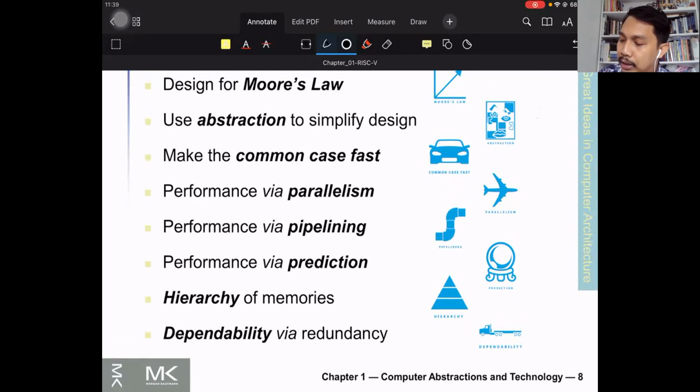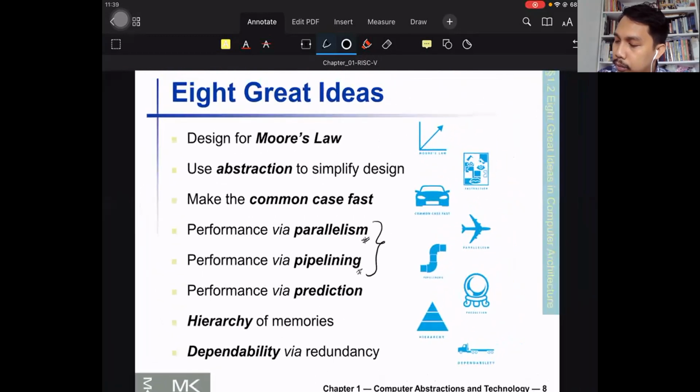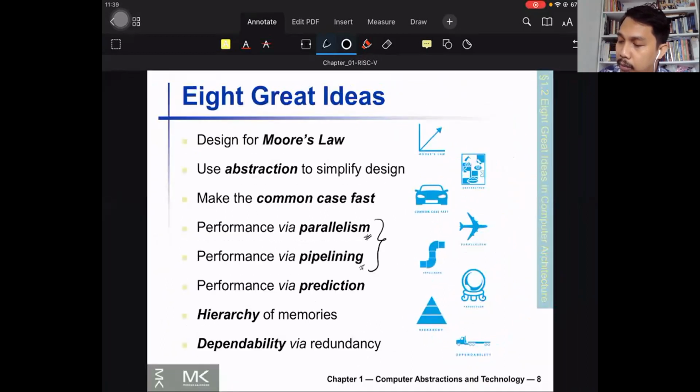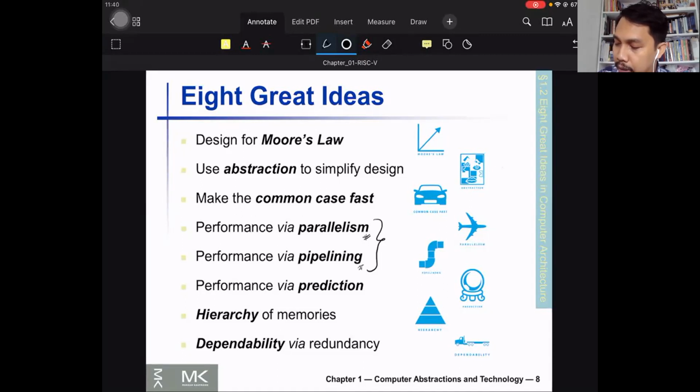So, performance via parallelism, performance via pipelining. I won't go into detail here right now because these concepts will be discussed later. Parallelism and pipelining are among the major topics in microprocessor design. We have fast microprocessors right now, and will in the future, due to these concepts: parallelism and pipelining. We will cover them.